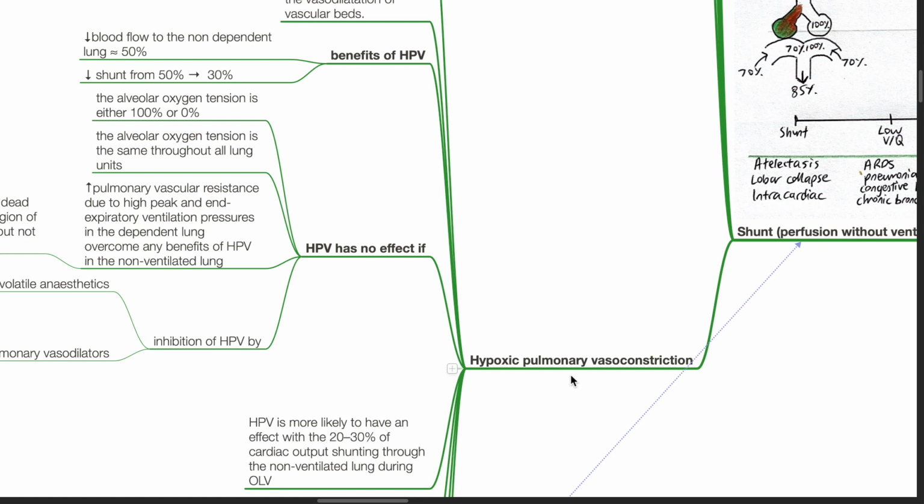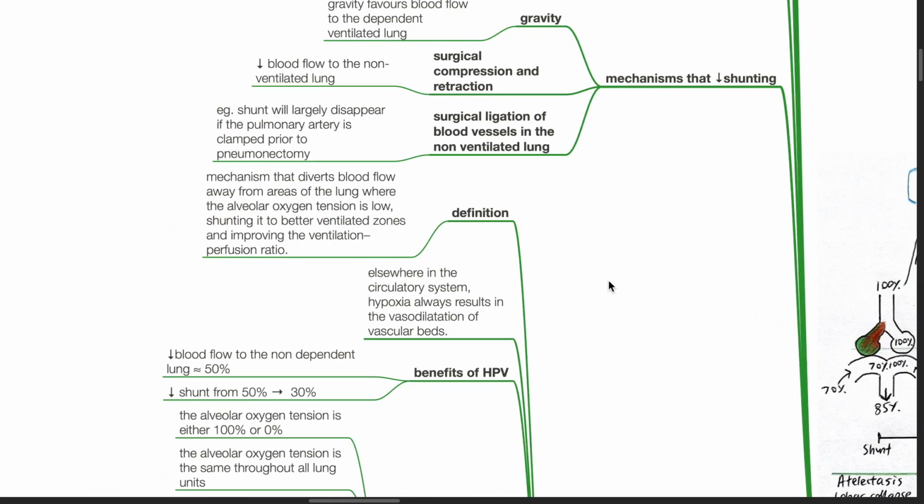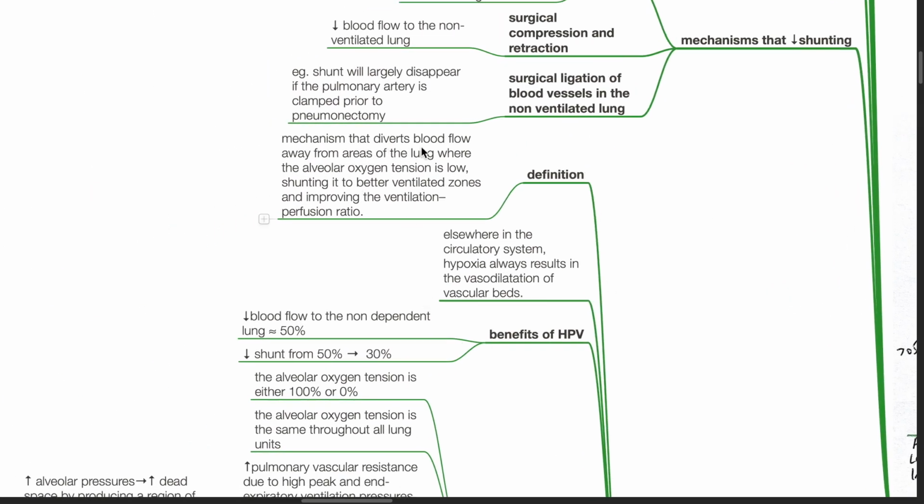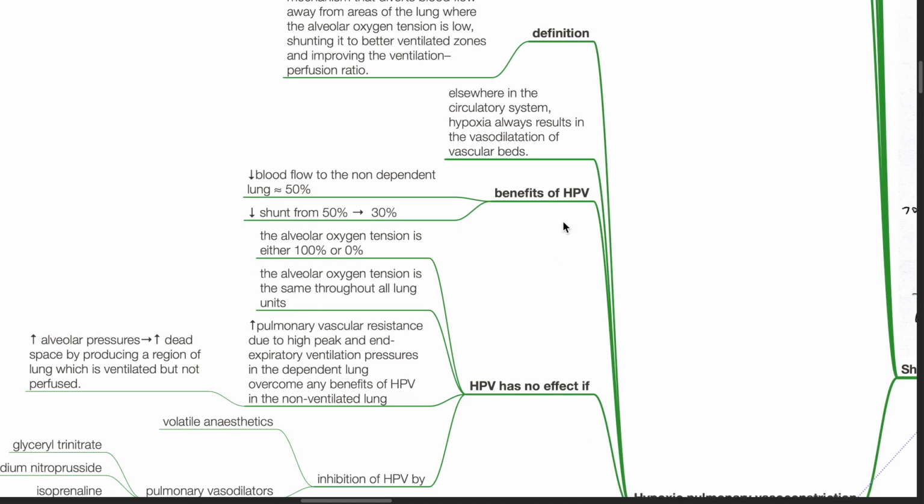Hypoxic pulmonary vasoconstriction is a mechanism that diverts blood flow away from areas of the lung where the alveolar oxygen tension is low, shunting it to better ventilated zones and improving the VQ ratio. Elsewhere in the circulatory system, hypoxia always results in vasodilation of vascular beds. Benefits of HPV: there is a decreased blood flow to the non-dependent lung by up to 50% and decreased shunt from 50 to 30%.